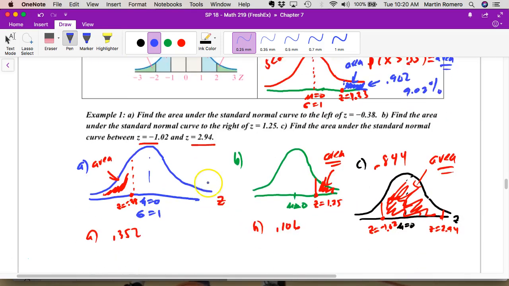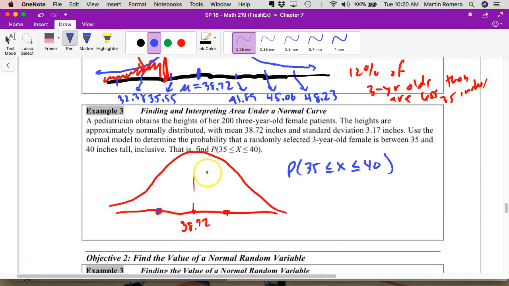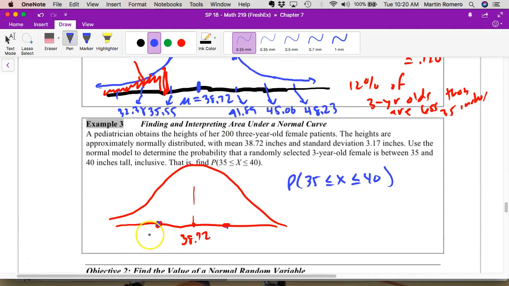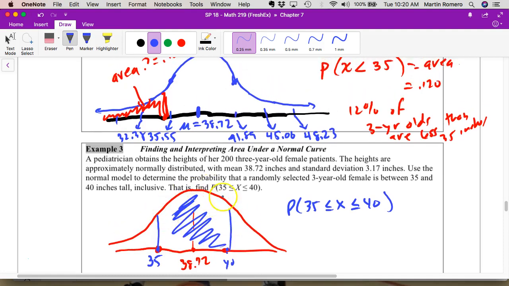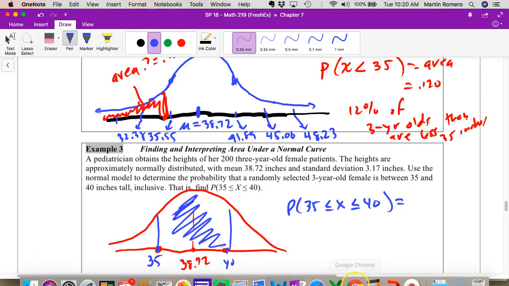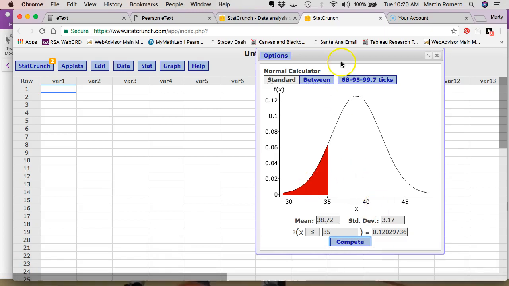And so on this one over here, finishing that off, it's the same picture. Here is 30, I'm approximating, here's 35, here's 40. And so what we care about is whatever this area is. And it's a big number because this is where most of the people are in the middle, most of the 3-year-olds. And so calculate that. We go ahead and use the between.